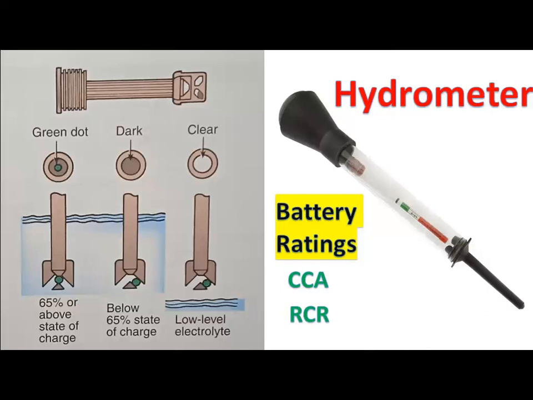The other one is the reserve capacity rating. The reserve capacity rating is the length of time in minutes that a fully charged battery at 80 degrees Fahrenheit or 27 degrees Celsius will deliver 25 amperes with the voltage remaining above 1.75 volts per cell or 10.5 volts for the complete battery. Many reserve capacity ratings are between 55 and 125 minutes.